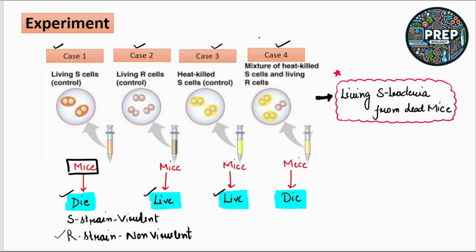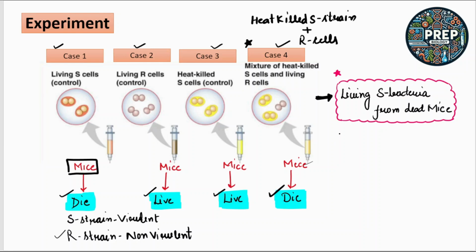But case 4 is a very important case. What did he do? He took the mixture of heat killed S strain plus living R cells, and he injected this mixture of strain into the mice, and what he found was that all mice died.